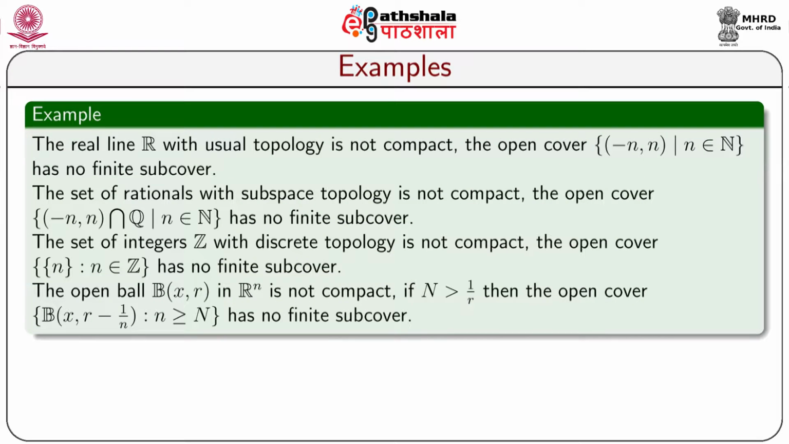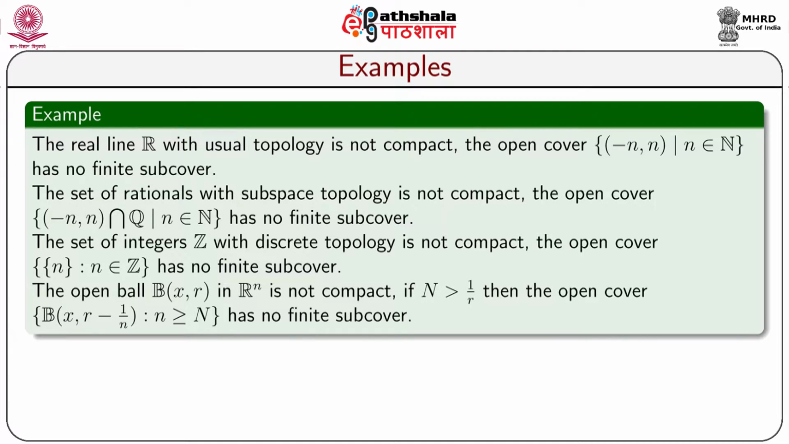Some examples of compact sets and non-compact sets. The real line R with the usual topology is not compact. We already know that this is not bounded. So, by the Bolzano-Weierstrass theorem this is not compact. To get an explicit description, if we consider the open intervals (-n, n) such that n belongs to the natural numbers, then this becomes an open cover of R which has no finite subcover.